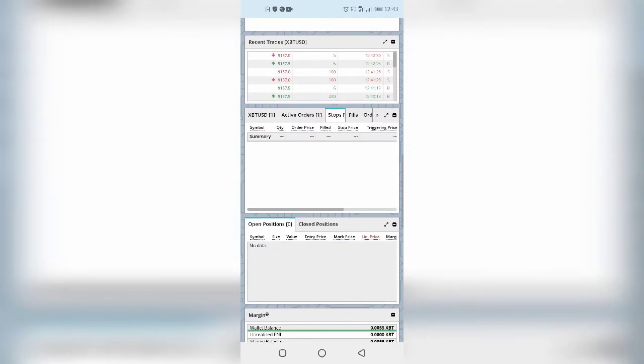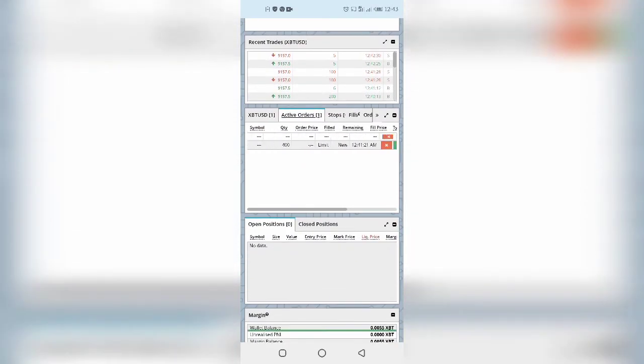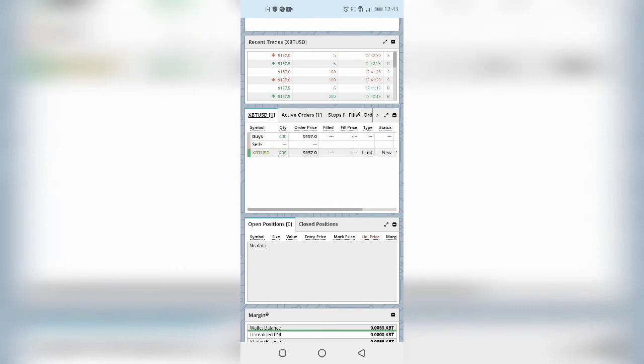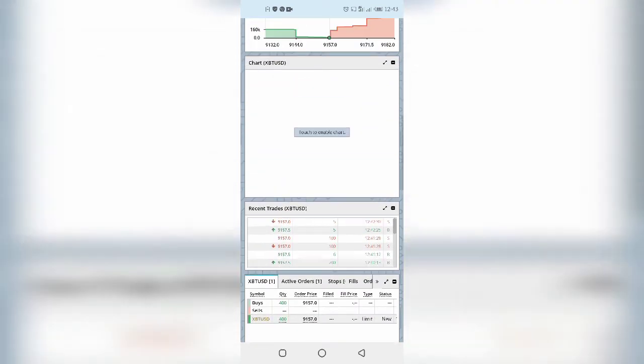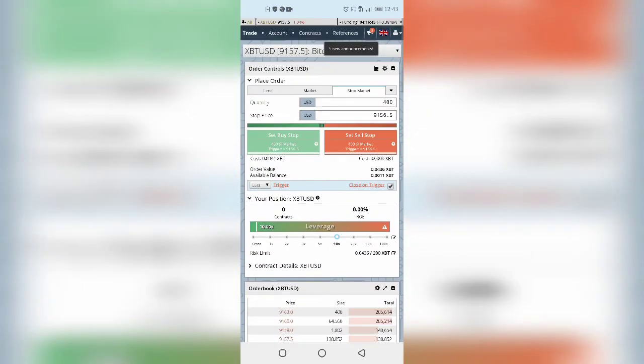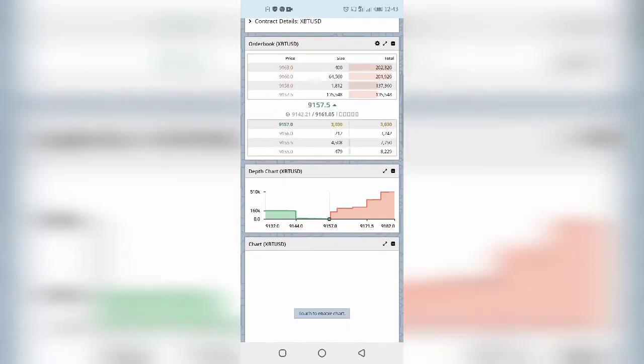So now down here you see active orders. So this is how to enter a trade on Bitmex.